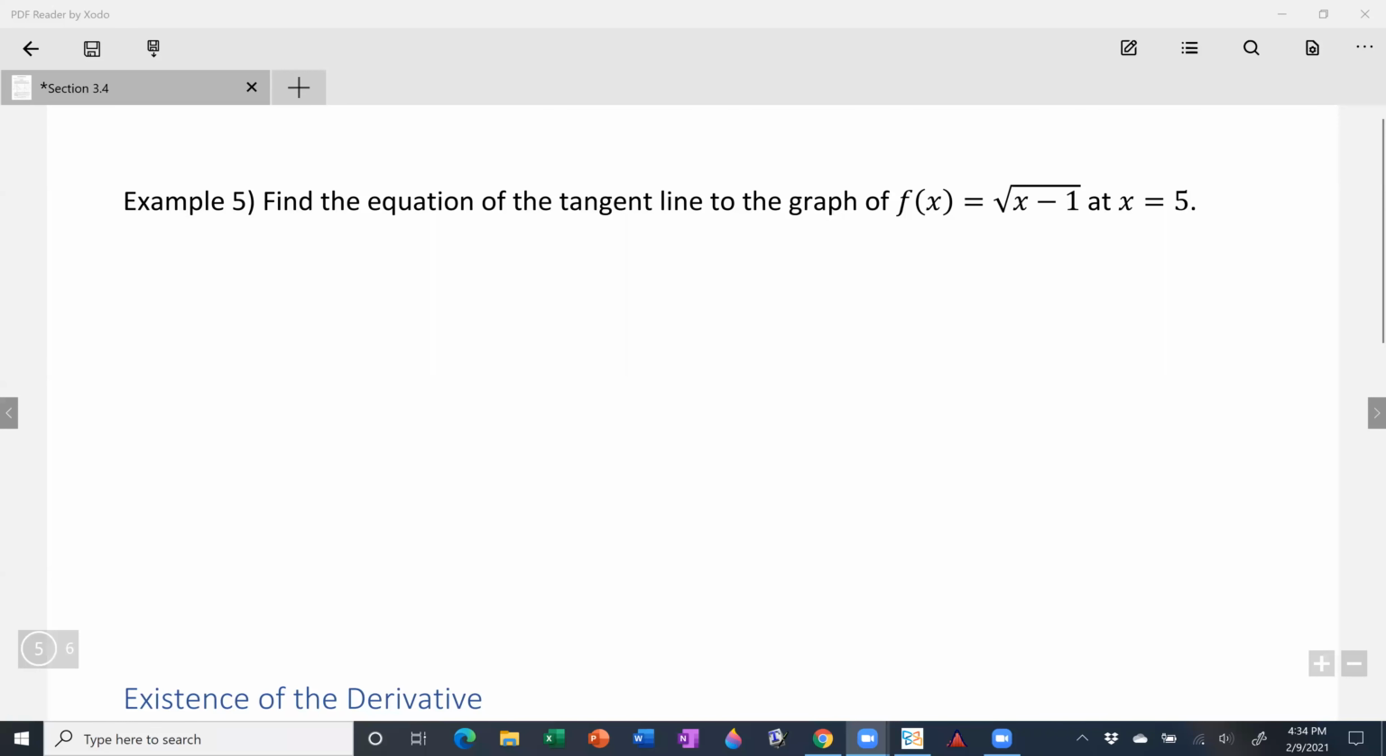Okay, let's finish section 3.4 by looking at another tangent line problem and then talk about the existence of the derivative. All right, let's go ahead and find the equation of the tangent line to this graph at x equals 5. So let's work out the derivative itself, and then we're going to use that to help us in the process.